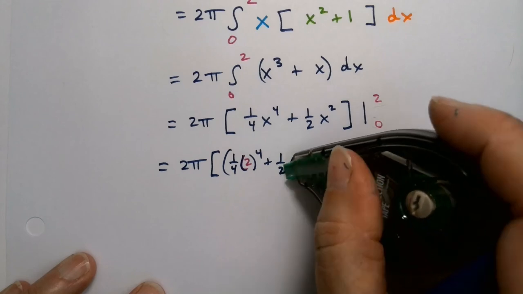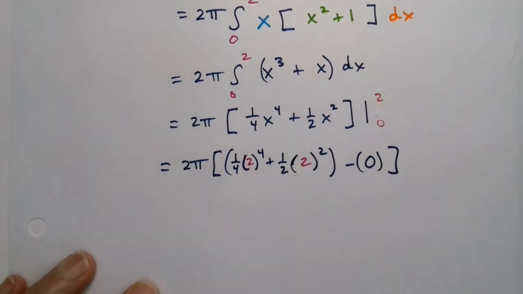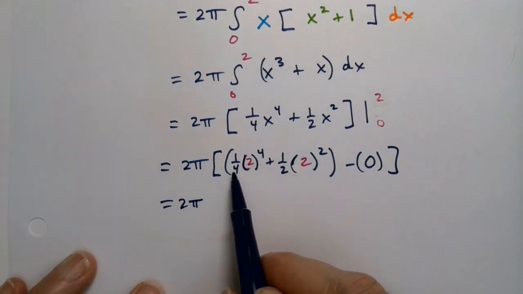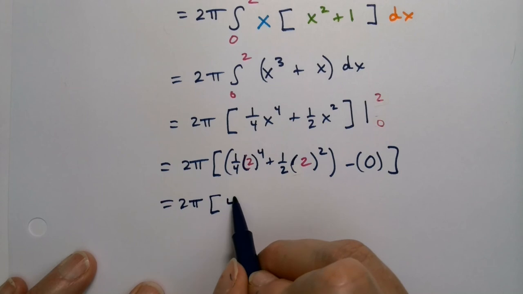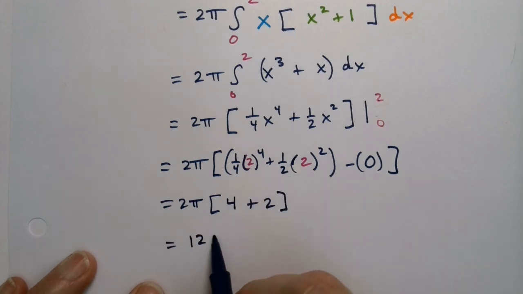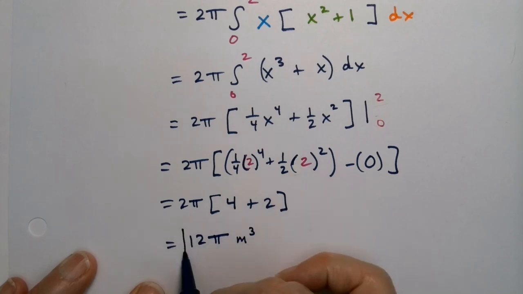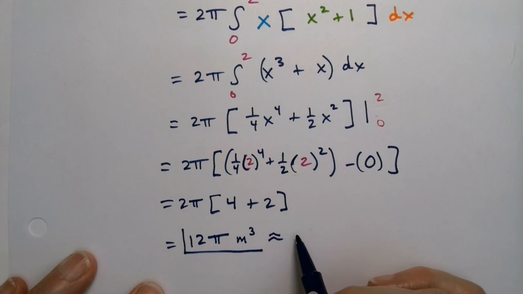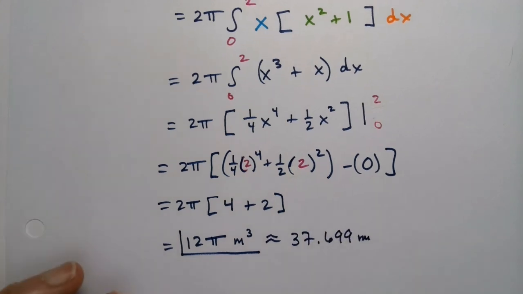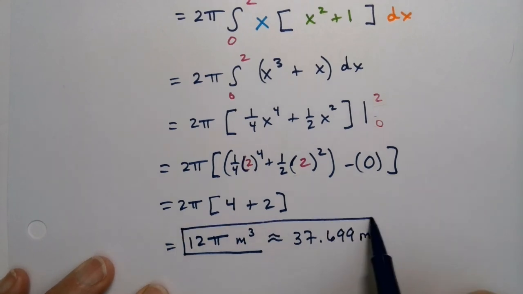All right, so then I just need to know what this is. Let's see, 2 to the 4th is 16. 16 divided by 4 is 4. So that's 4 plus 4 divided by 2, which is 2. So that's 6. So that's 12 pi. And I believe this was meters, so it's meters cubed because, of course, we're finding a volume. A decimal for this would be about 37.699 meters cubed.